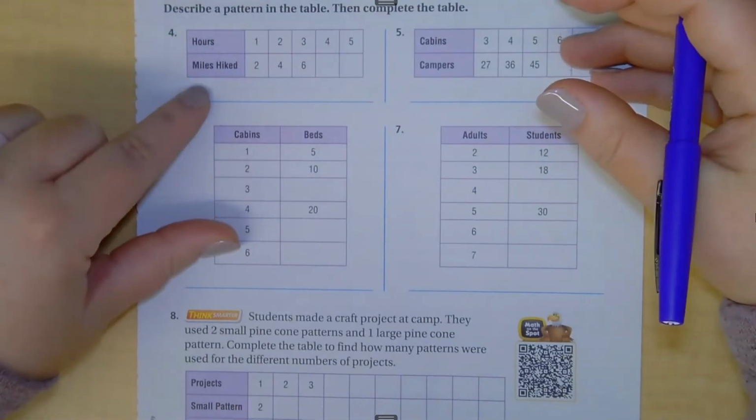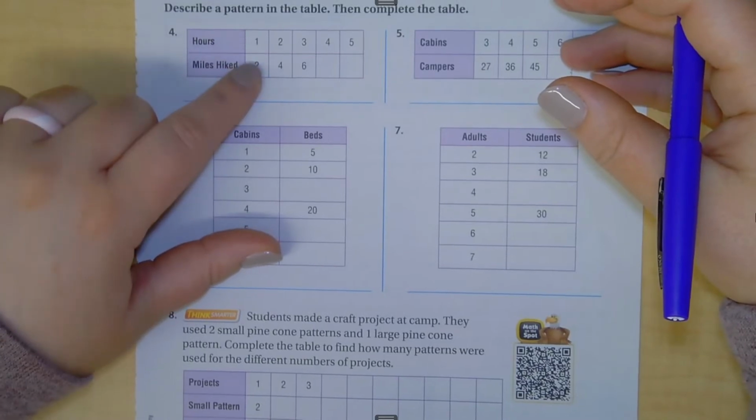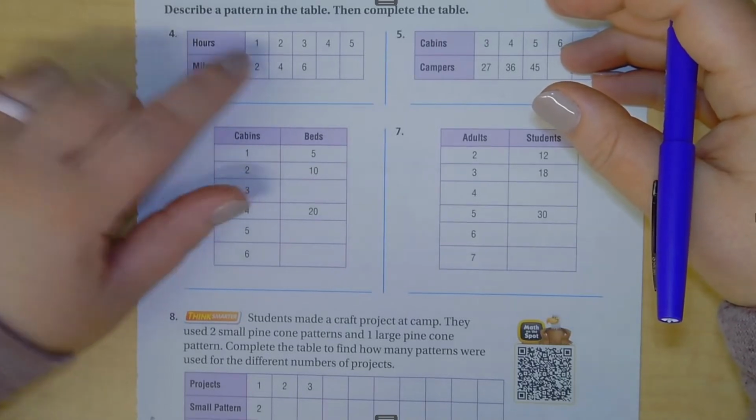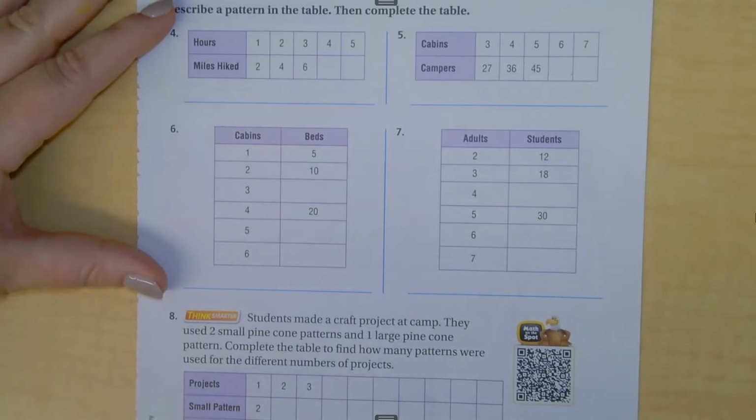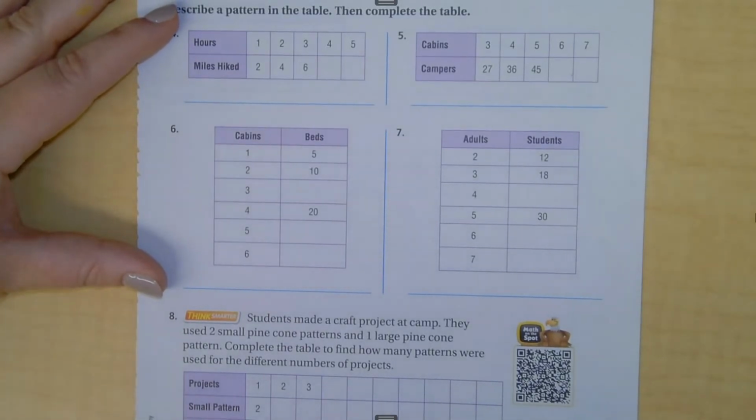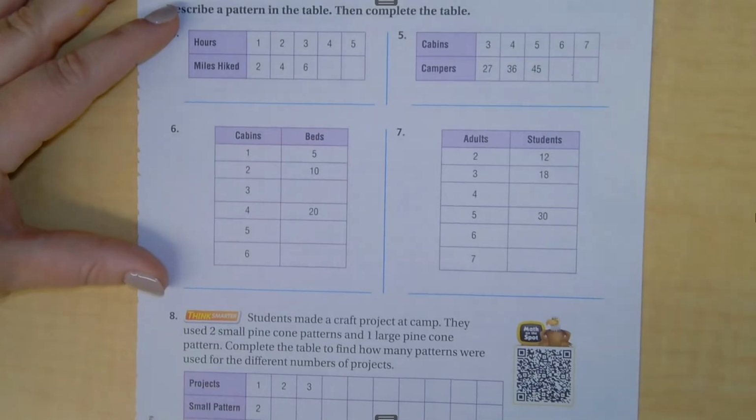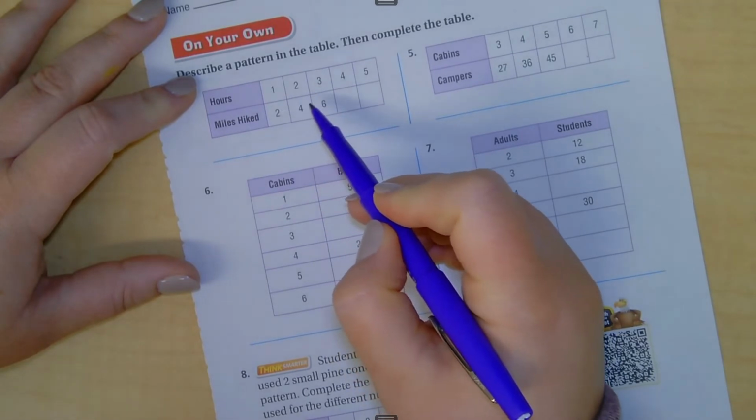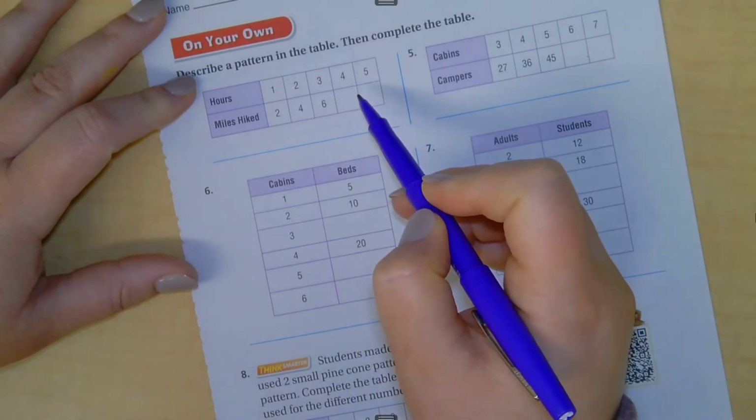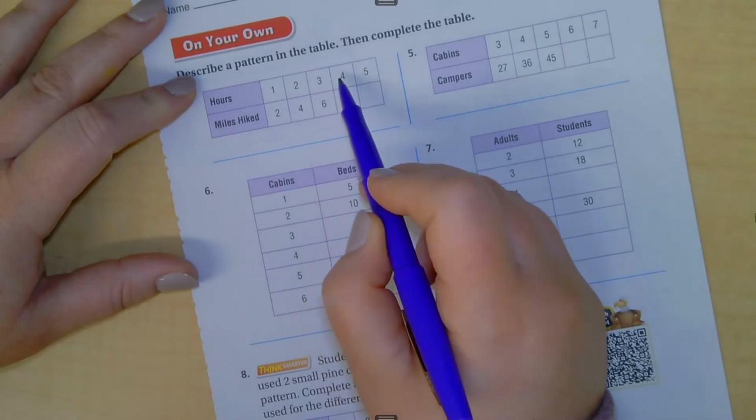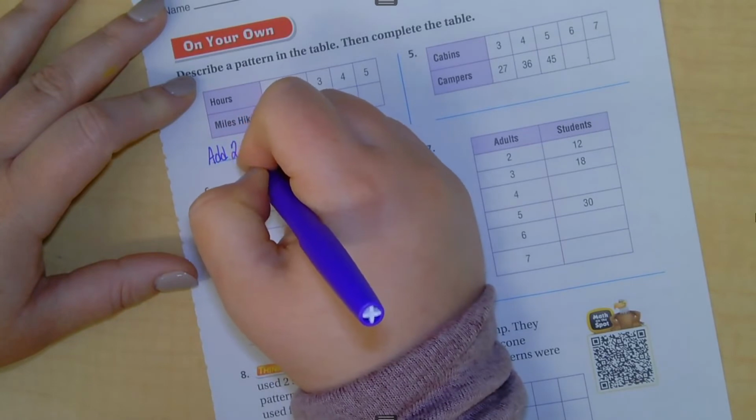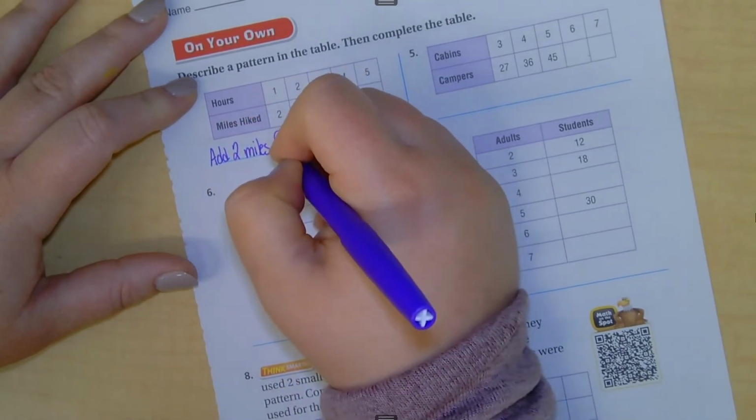We have hours and the miles hiked. We have the lowest number already here. So in 1 hour, they hiked 2 miles. All right, so that means for 1 hour, you get 2 miles. Okay, so let's write our addition pattern first. If I was to do the addition pattern, I would go across and I would be adding 2 miles for each hour. So I would add 2 miles for each hour.